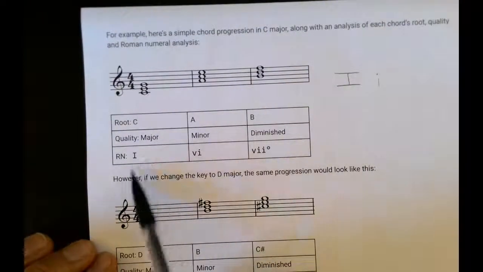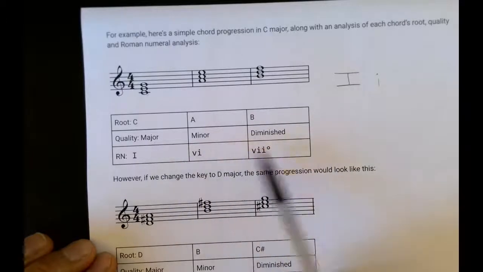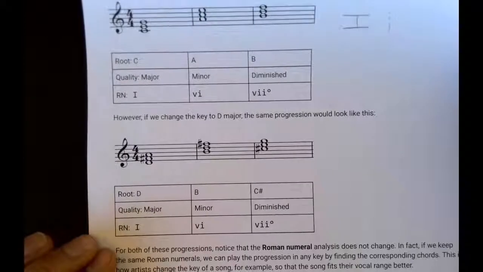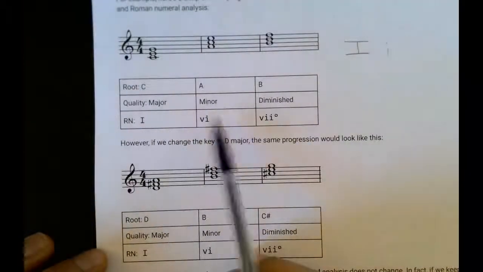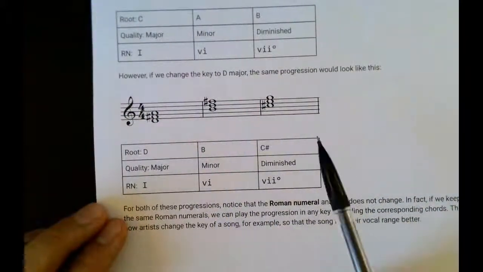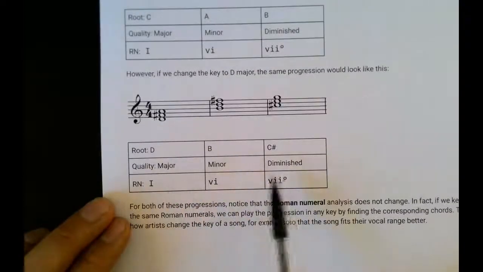If we use these same three chords, 1, 6, and 7, major 1, minor 6, diminished 7, and we change the key of this song, let's say the song only has three chords because I wasn't as inspired. So let's say I only have these three chords, and I change the key completely to D major. Then I keep the Roman numerals, right? I use the same Roman numerals because that's my composition.